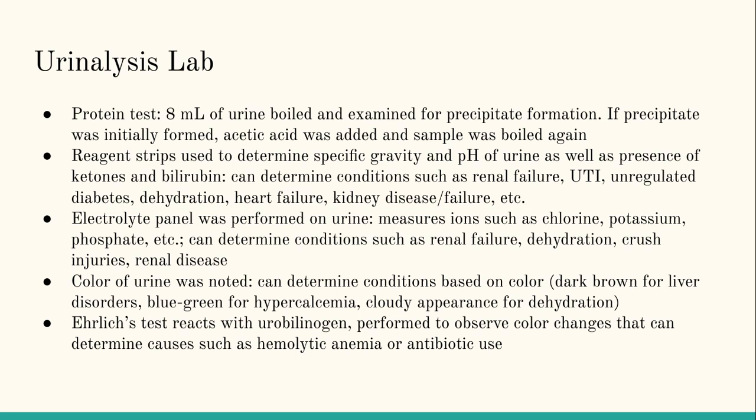Now the third portion that we're going to do is a urinalysis lab. There are several components to this lab that are going to be performed. We're going to do a protein test where 8 milliliters of urine are boiled and examined for precipitate formation. If the precipitate is initially formed, acetic acid is added and the sample is boiled again to see if there is still some precipitate formation.